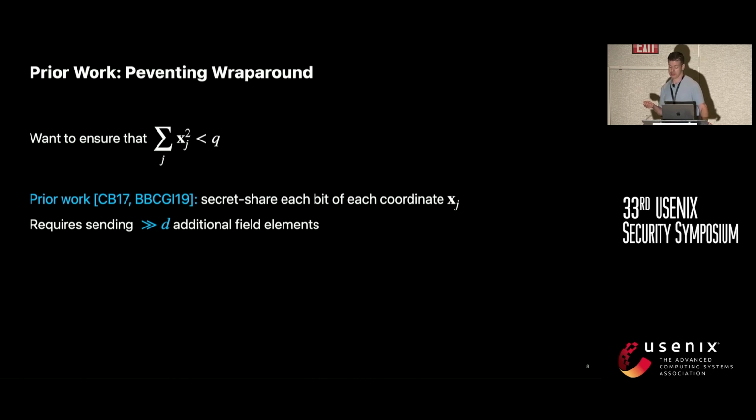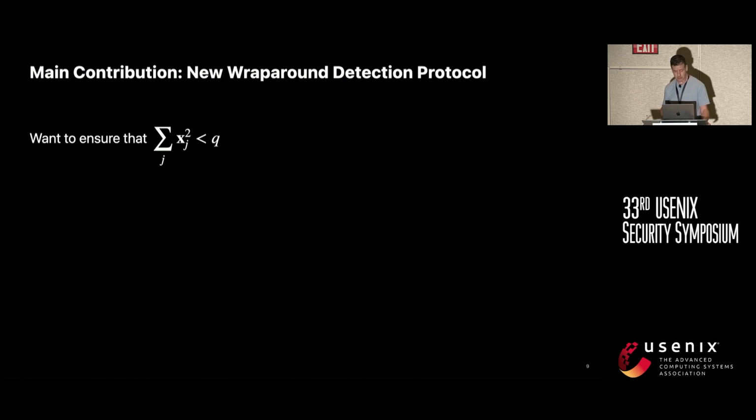Prior work did this by essentially having the client secret share the bit representation of every entry of its vector. Then they could verify that there's no wraparound, but this is very expensive. In particular, it requires the client to send at least one and actually multiple field elements for every dimension of the vector. That's a big overhead that we want to avoid.